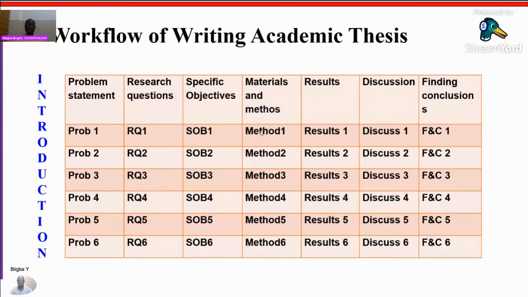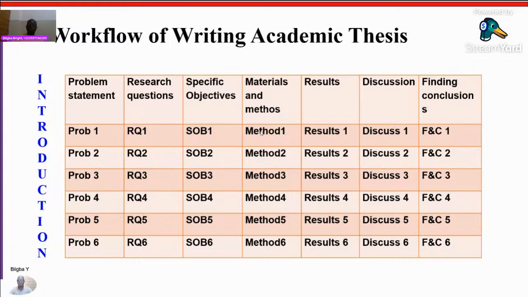Method one must answer objective one. Method two must answer objective two. There are instances it might not follow this same strict rule, because method one can answer both objective one and two, or you have to take methods one and two together before they can answer objective one, in that order. But there must be this alignment.